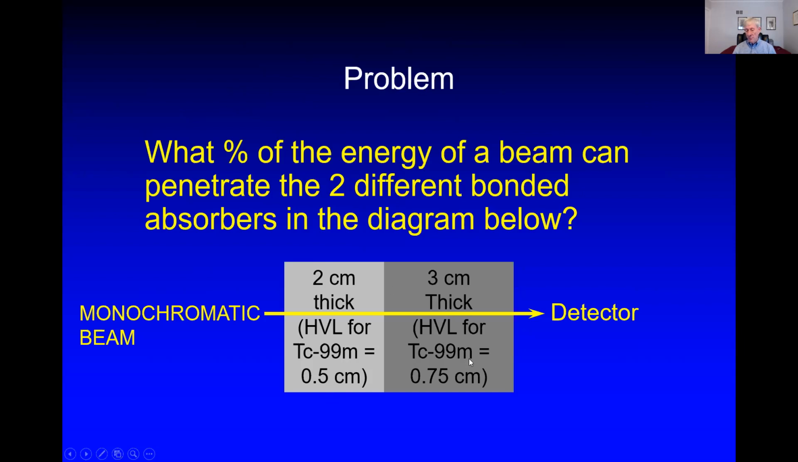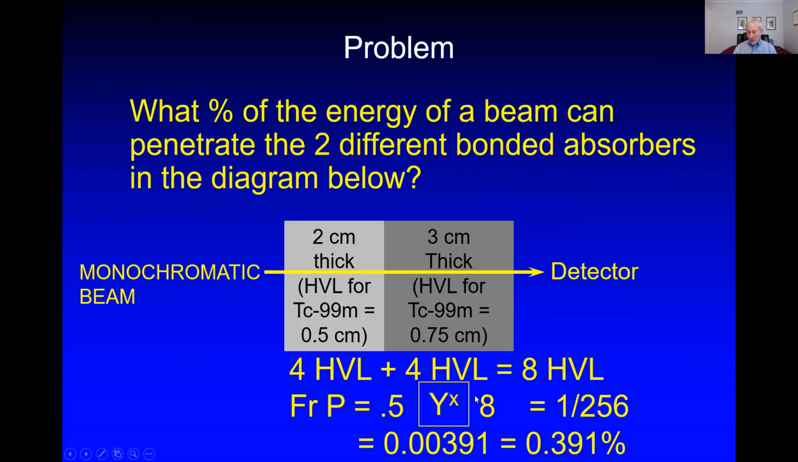How about this one? This one's 3 centimeters thick, and the HVL is 0.75. That's also going to be 4, right? So now, how many layers do we have altogether? 8, right? Now that we know n is equal to 8, here's how easy the math is. We have 8 layers. 1/2 to the 8th is 1 over 256. If you count on your fingers, or if you do it on the calculator, it's going to be 0.00391, or 0.391% of the beam that can penetrate. So on a problem like this, you just have to determine how many total HVLs or TVLs you've got, add them up, and then 1/2 to the 8th gives you your answer.